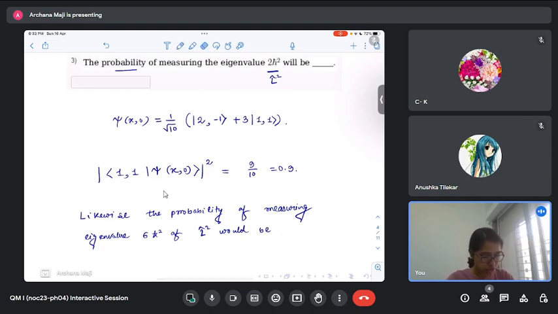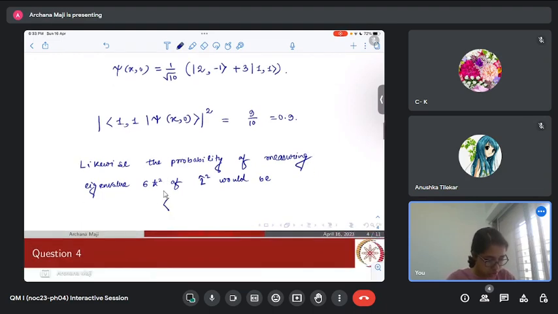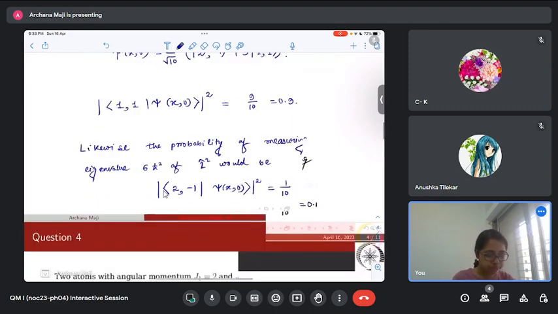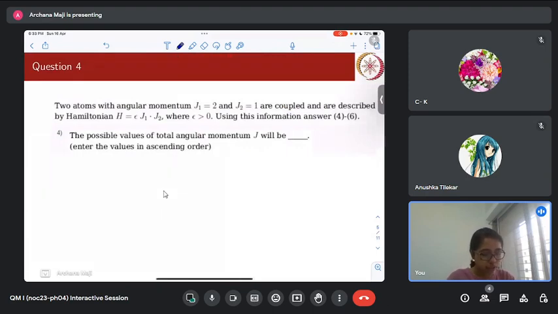Maybe I can just show. Two atoms with angular momentum J1 equal to 2 and J2 equal to 1 are coupled and are described by this Hamiltonian. Using this information, answer the next 3 questions.